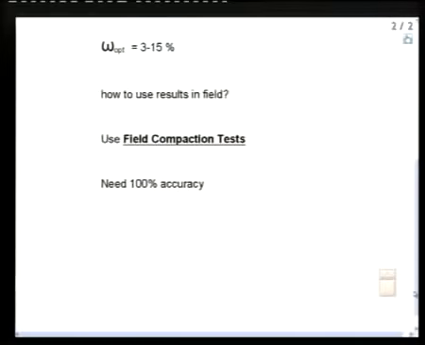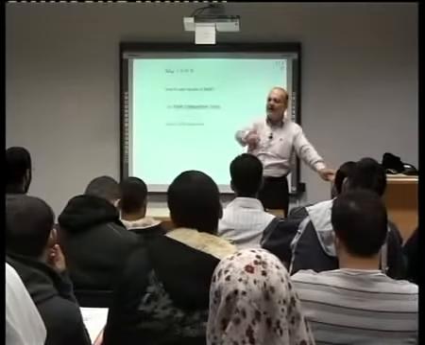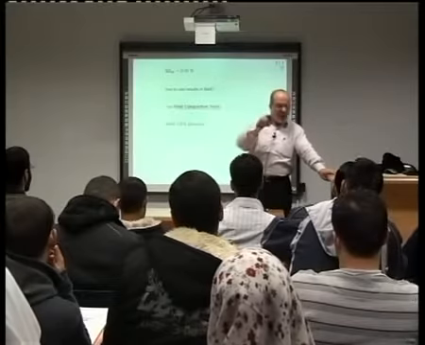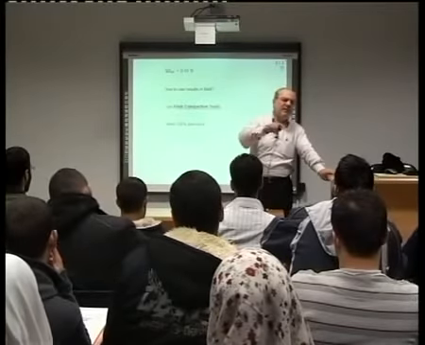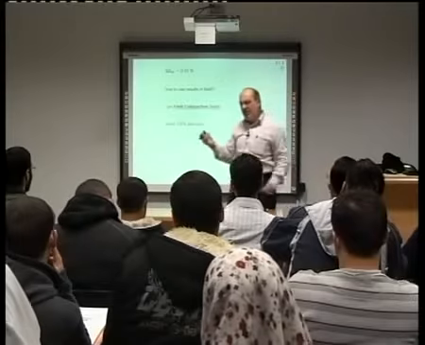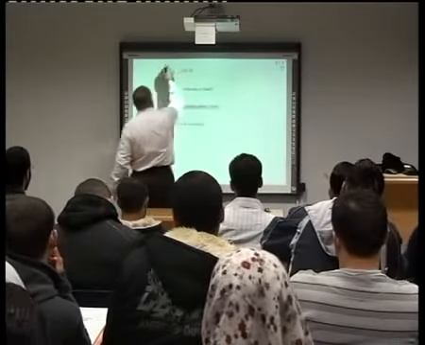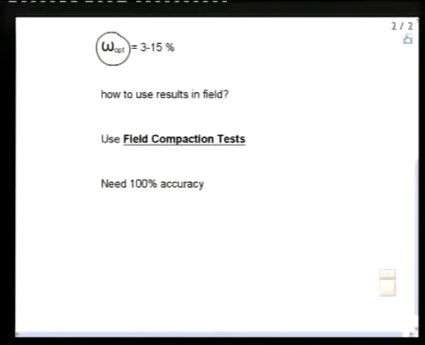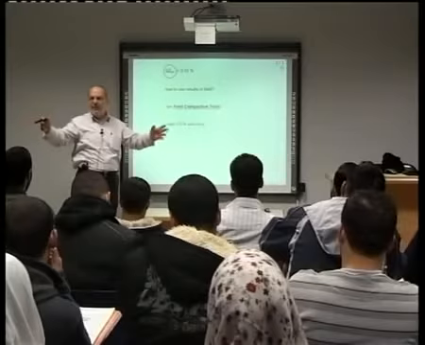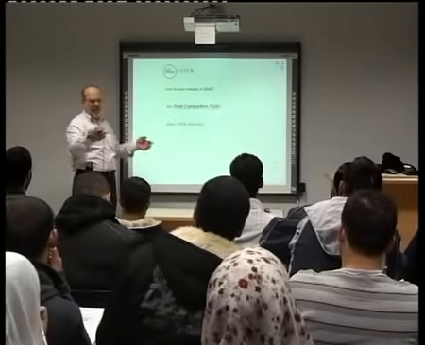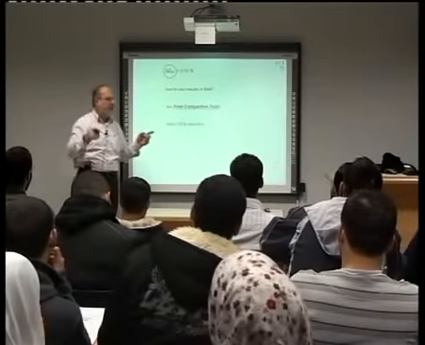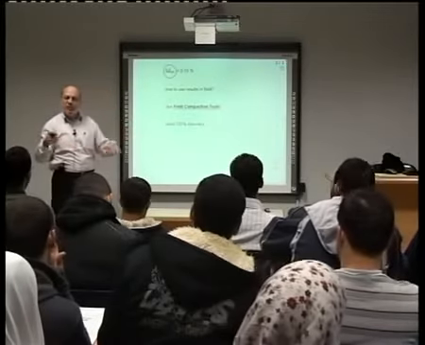Now, how do we use this result in the field? At the end, I will compact the soil in the field to reach W optimum and to have maximum strength at that time. So how do I do this? I will take W optimum, go to the field, put this amount of water or a little less, and then compact the soil there using rollers. We have different types and shapes of rollers to be used. We will talk a little about them, and then we will compact the soil.